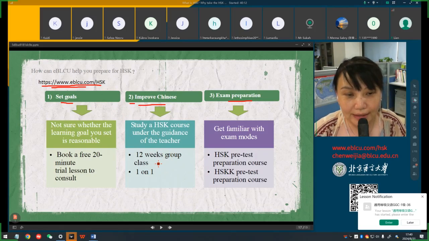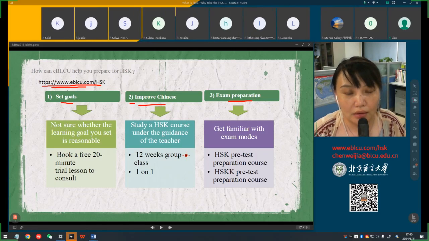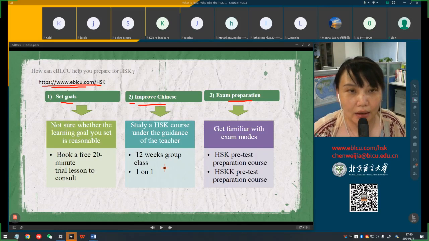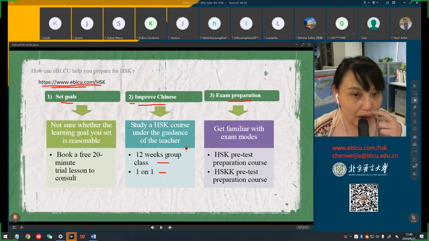We have 2 choices to help you improve your Chinese to meet the requirements of a certain HSK level from HSK 1 to HSK 6. We don't have a course for HSK 7 to 9 right now. So for levels 1 to 6, we have courses, 2 choices: a 12-week group class, or a one-on-one personalized class to help you improve your Chinese to meet the HSK test requirements.